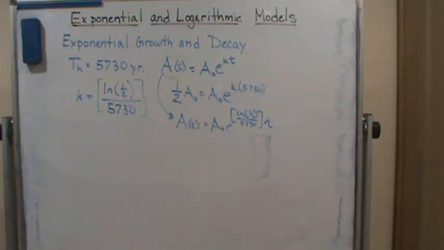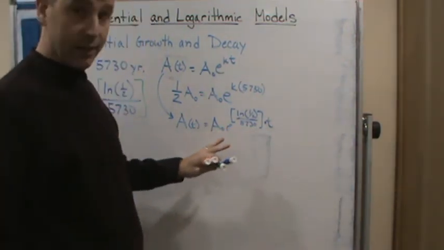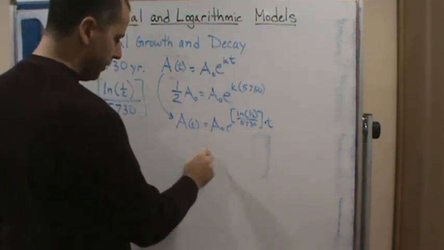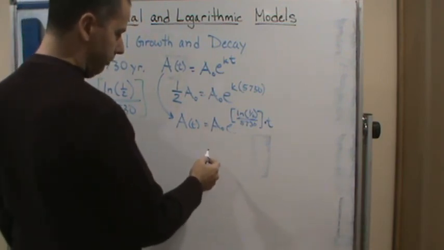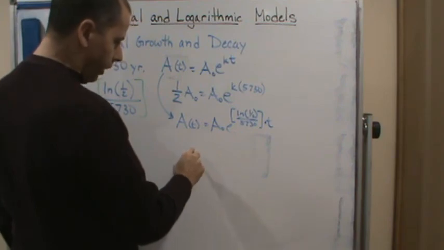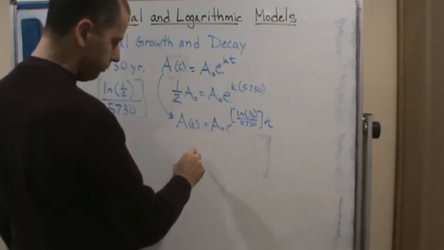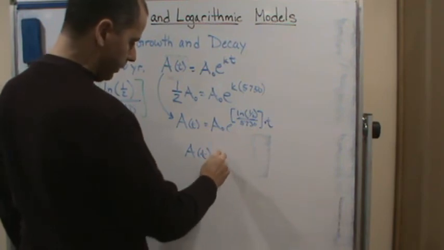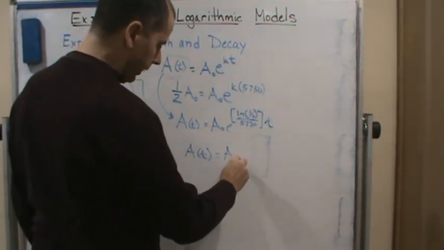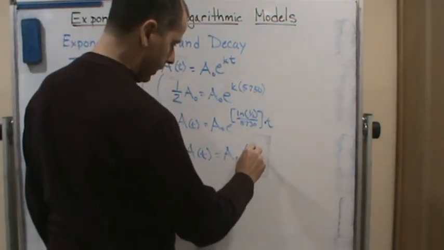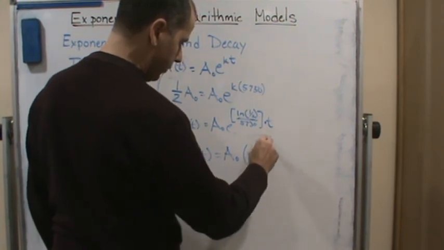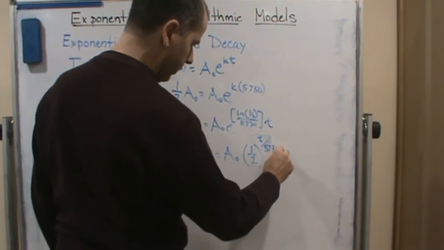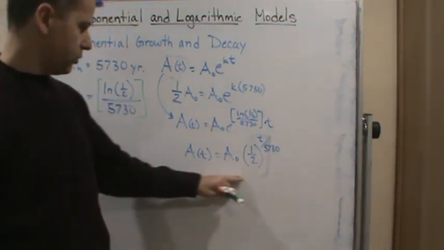Now remember the derivation. Remember the other formula. So this is what I was talking about earlier. I could actually rewrite this, and I'm not going to derive it, but remember, this is also what? A of t equals a naught times 1/2 to the t divided by the half-life, which is 5730. Okay, so this is the formula that I was telling you about before.